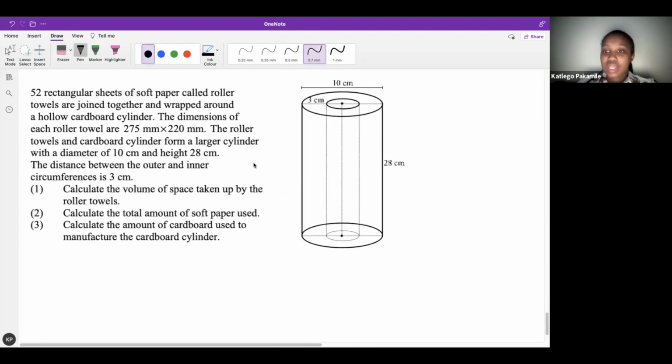52 rectangular sheets of soft paper called roller towels are joined together and wrapped around a hollow cardboard cylinder. The dimensions of each roller towel are 275 millimeters by 220 millimeters. The roller towels and cardboard cylinder form a large cylinder with a diameter of 10 centimeters and the height is 28 centimeters. The distance between the outer and inner circumferences is 3 centimeters. Calculate the volume of the space taken up by the roller towel.